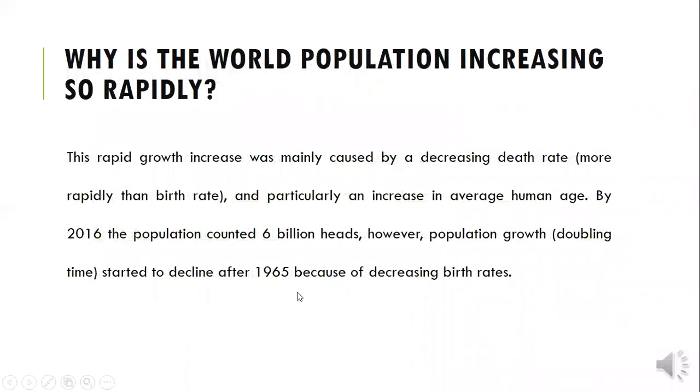Okay, then why is the world population increasing so rapidly? This rapid growth was mainly caused by a death rate decreasing more rapidly than the birth rate, and particularly an increase in average human age. By 2016, the population counted 6 billion heads. However, population growth doubling time started to decline after 1965 because of decreasing birth rates.